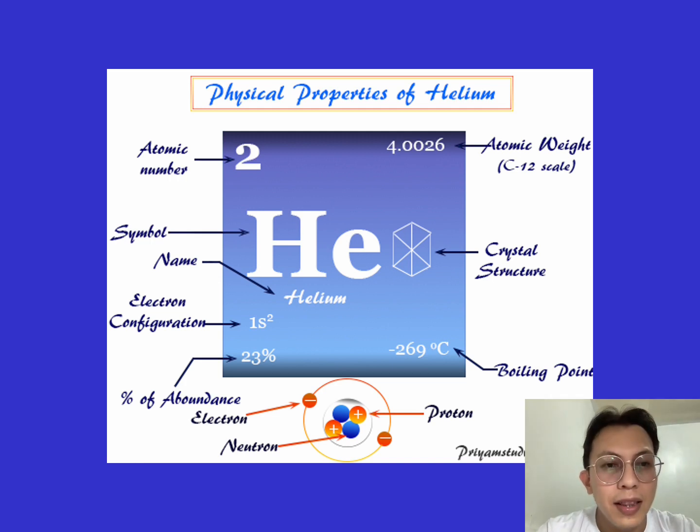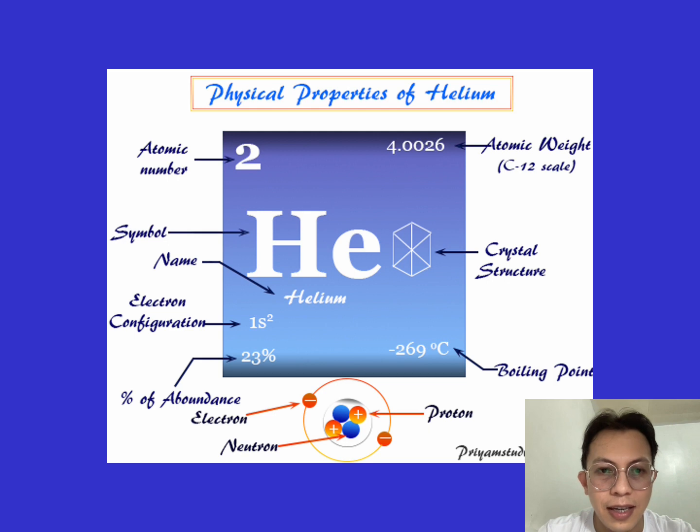First, that number 2 there represents the atomic number. Beside it, the 4.0026 is the atomic weight. And of course, that He stands for helium. That's the symbol, and below it is its name, helium.